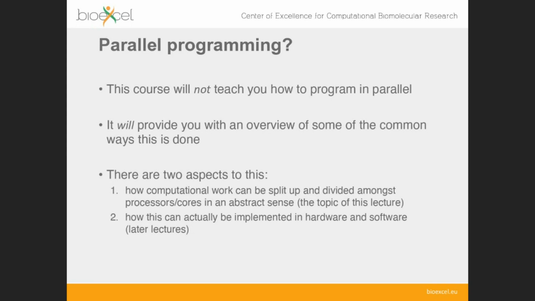Even though you're not going to be programming in parallel yourself, it's useful to be aware of these terms, because you come across them. You read the GROMACS manual, and you'll see mention of MPI and OpenMP. It's useful to know what these things mean, so that you can interpret the documentation to run these things in parallel. So we're going to look at the first of these two aspects, namely the abstract sense of how work can be split up and how that's commonly done.